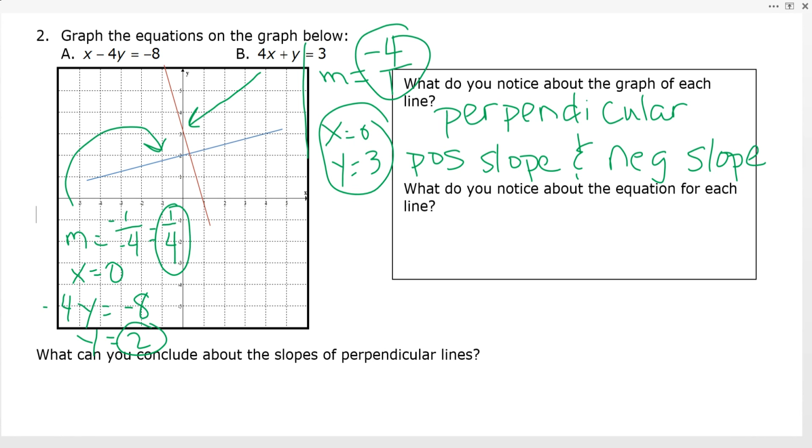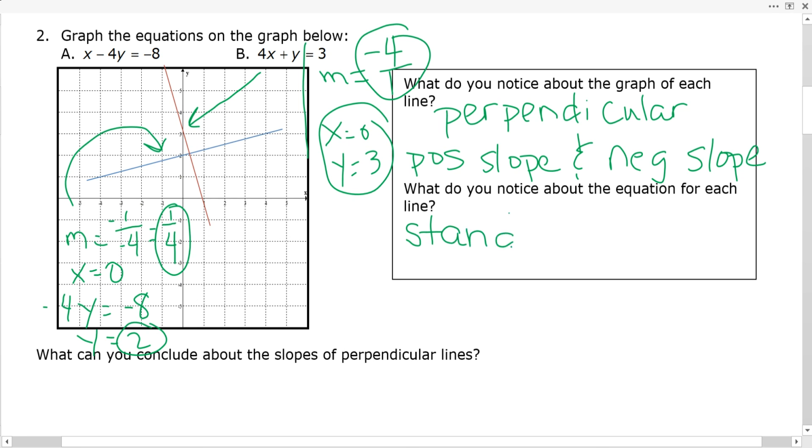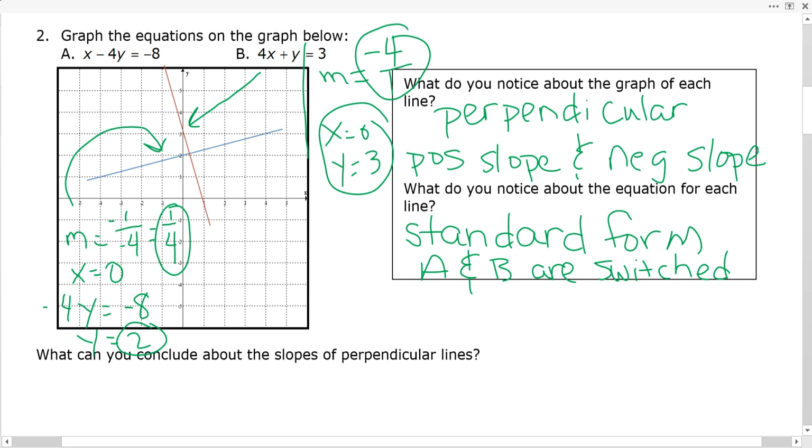You might have noticed, in standard form, A and B are switched. So one of them has the 4 by the x, and one of them has the 4 by the y. What else? Oh, one of them is negative. In equation A, B is negative, and in equation B, they're both positive. So the signs are different, I guess we could say.